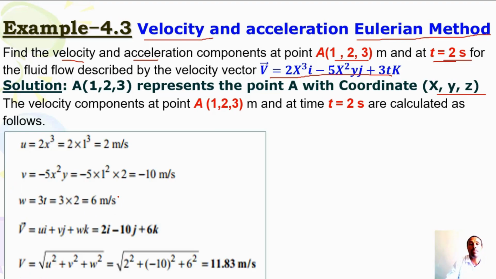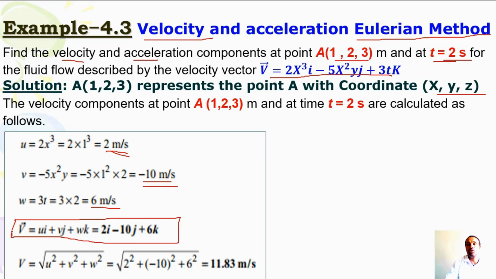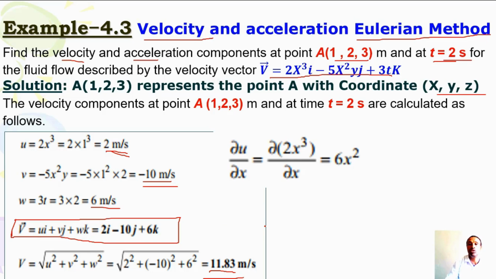Let us see. You just substitute: for u, x is 1, then you get 2 meters per second. Again for v, substitute, you get -10. By substitution again for w, you get 6. So this is the velocity vector for this coordinate. This velocity vector will have a magnitude, you can find this one. So this is the v magnitude. So you can just calculate now.